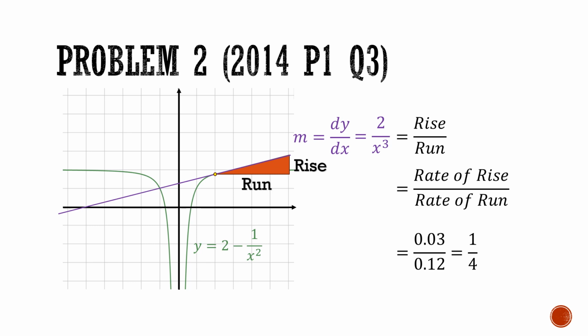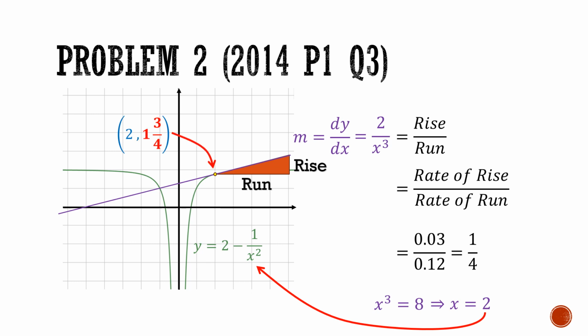So 2 over x cubed equals 1/4 tells us that x cubed must be 8, or x equals 2. And we can plug x equals 2 back into the equation that we are given, y equals 2 minus 1 over x squared, to find y. So this will tell us that this coordinate is (2, 1 and 3/4). So the y value will be 1 and 3/4.